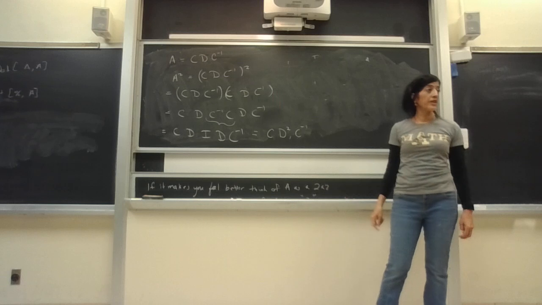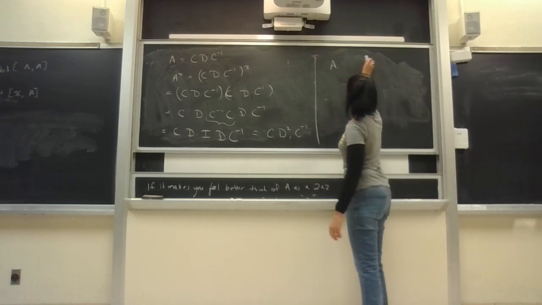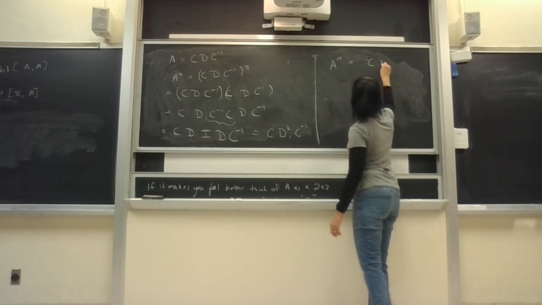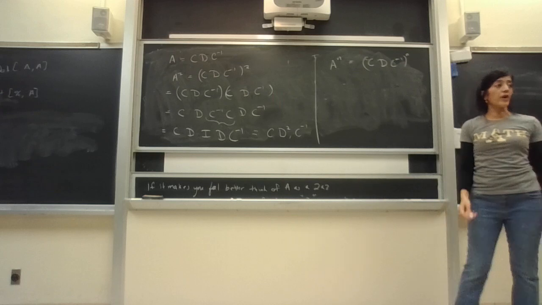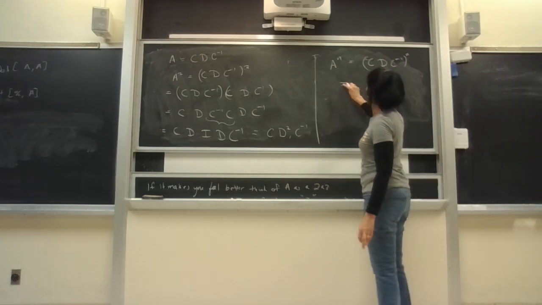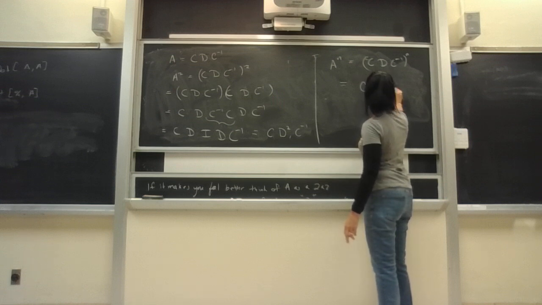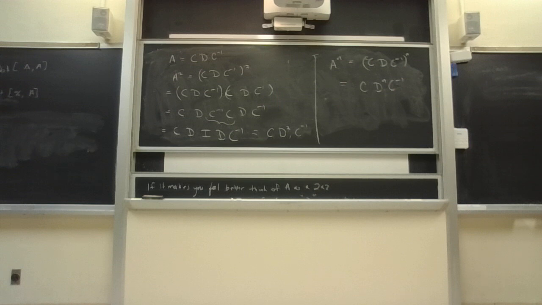The same thing is true if I have A to the n. I'm going to have C D C inverse to the n, and the same thing will happen. You'll get a bunch of I's in the center, and you're going to end up with just C D to the n C inverse. So bring that power series on. If I have a diagonalized matrix, all I have to do is find the eigenvalues and I can stick them in there and take D, and I just have to do the C D to the n C inverse.